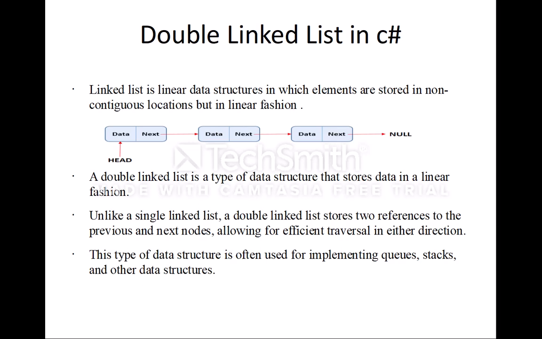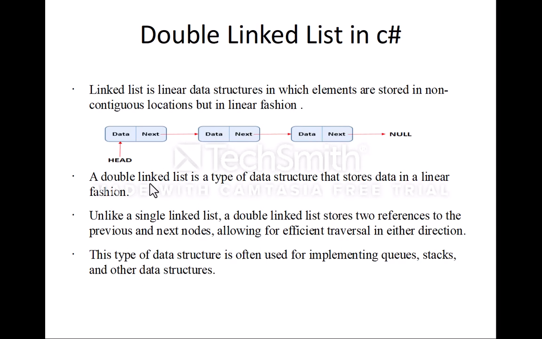If you look at this image, each node is connected to each other and each node contains two parts. First is a data part and another is a next part. The next part is nothing but the address or memory location of the next node. That is the one pointer we have with each node, so that we can connect each node with each other in a linear fashion.